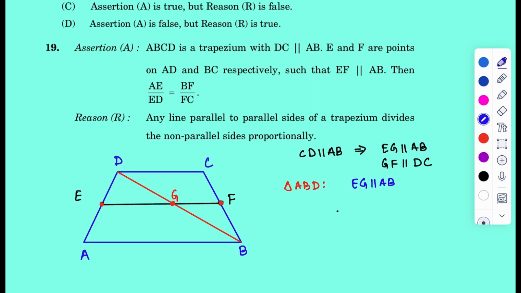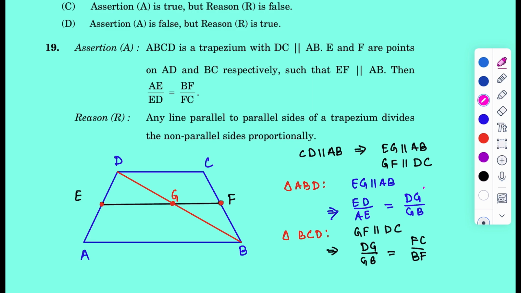That means we can write it as ED by AE, which is equal to DG by GB. Similarly, in triangle BCD, we can check that GF is parallel to DC, so this implies that DG by GB will be equal to FC by BF.